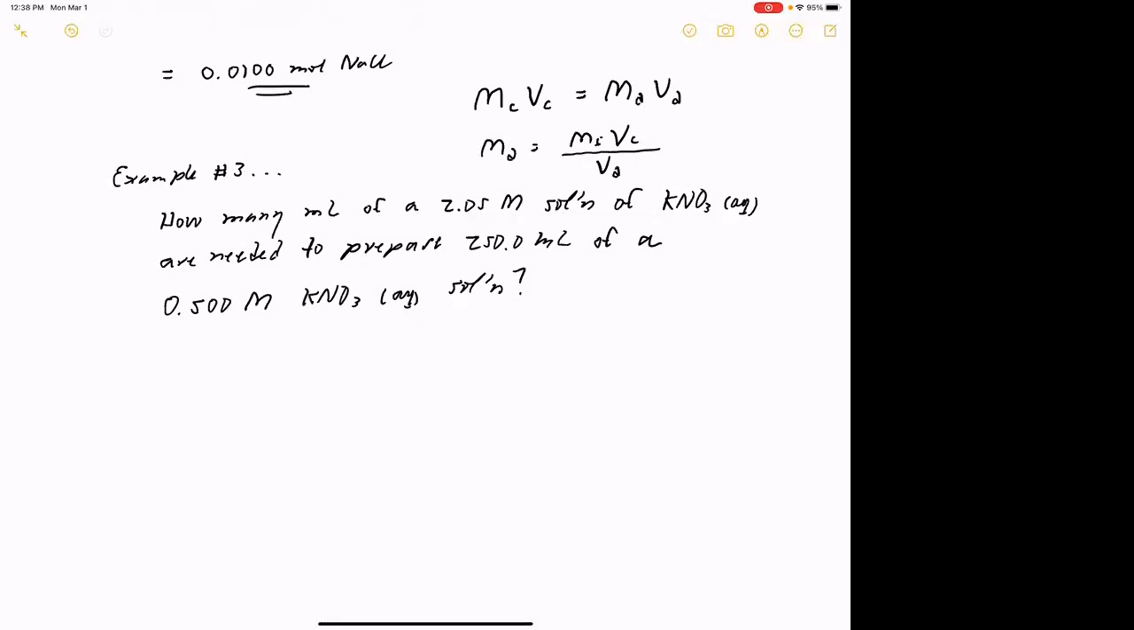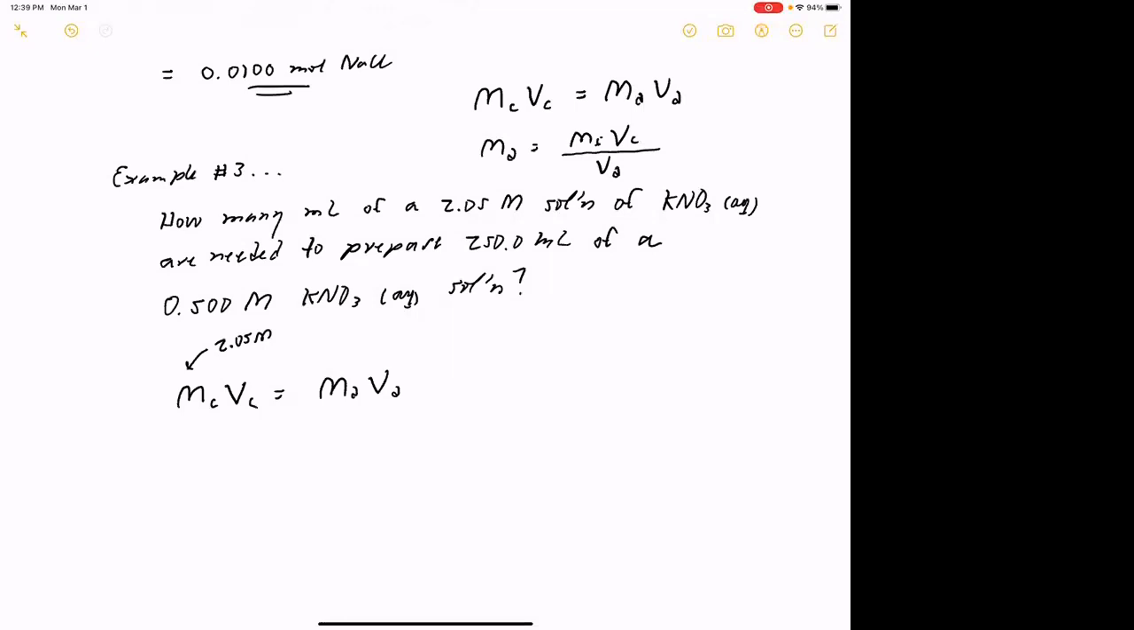All right, so let's think about it. I'm going to go ahead and write my dilution equation here, and let's think about what goes in there. So it's the molarity of the concentrated times the volume of the concentrated. That's equal to the molarity of the dilute times the volume of the dilute. So let's think about what we have and what we don't have. Now, do I have the molarity of the concentrated? Yeah, I got that. I'm just going to throw some numbers here so you guys can see. That's 2.05 molar, right? That's the molarity of the concentrated part.